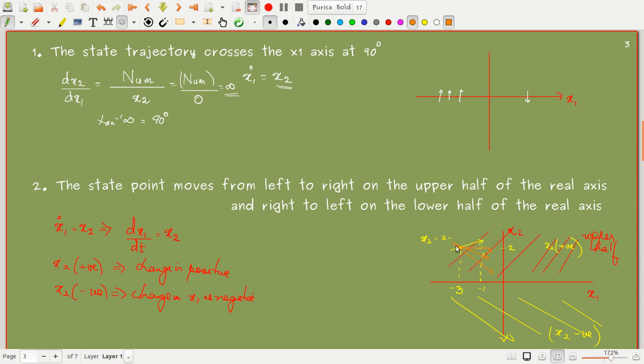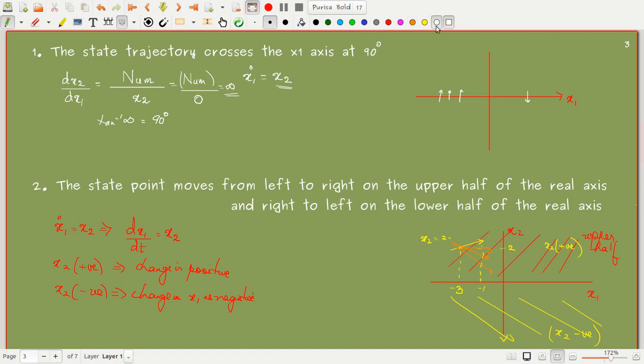so that the value of x1 increases. So if I want to increase the value of x1, the trajectory has to move from left to right. Then only I can increase the value of x1.